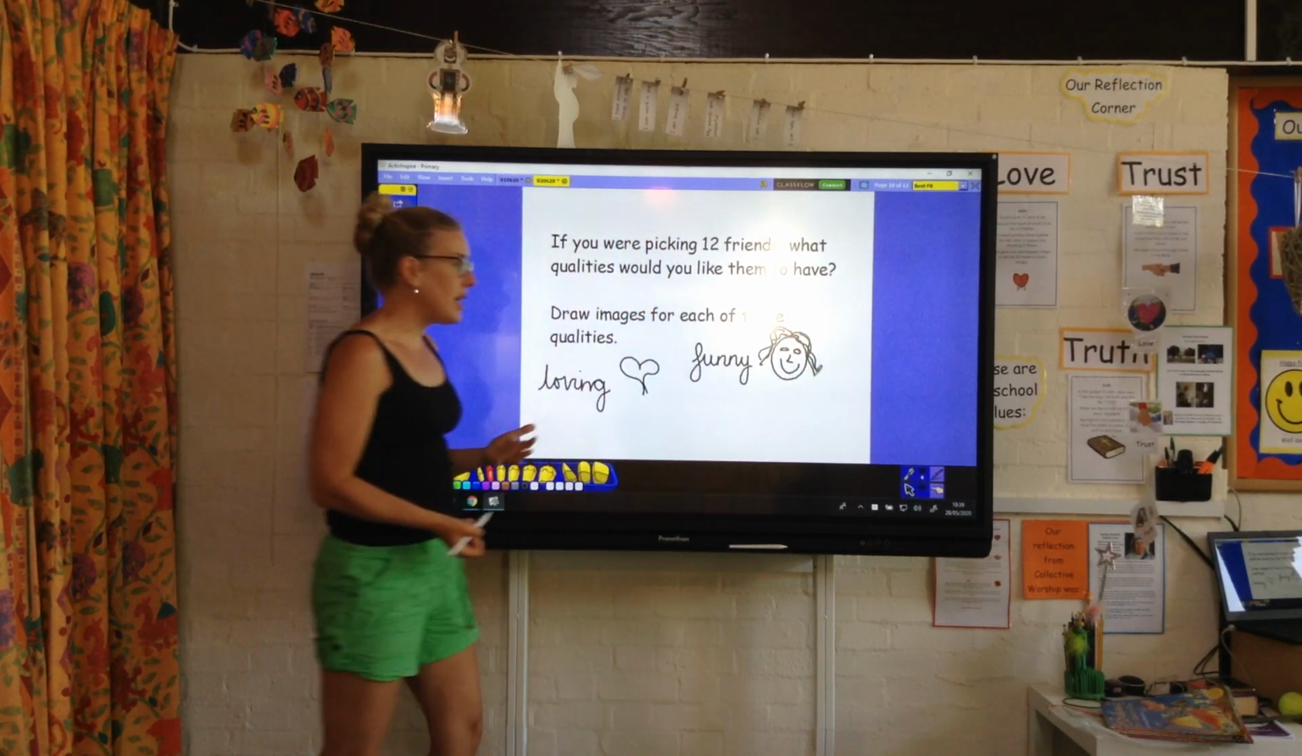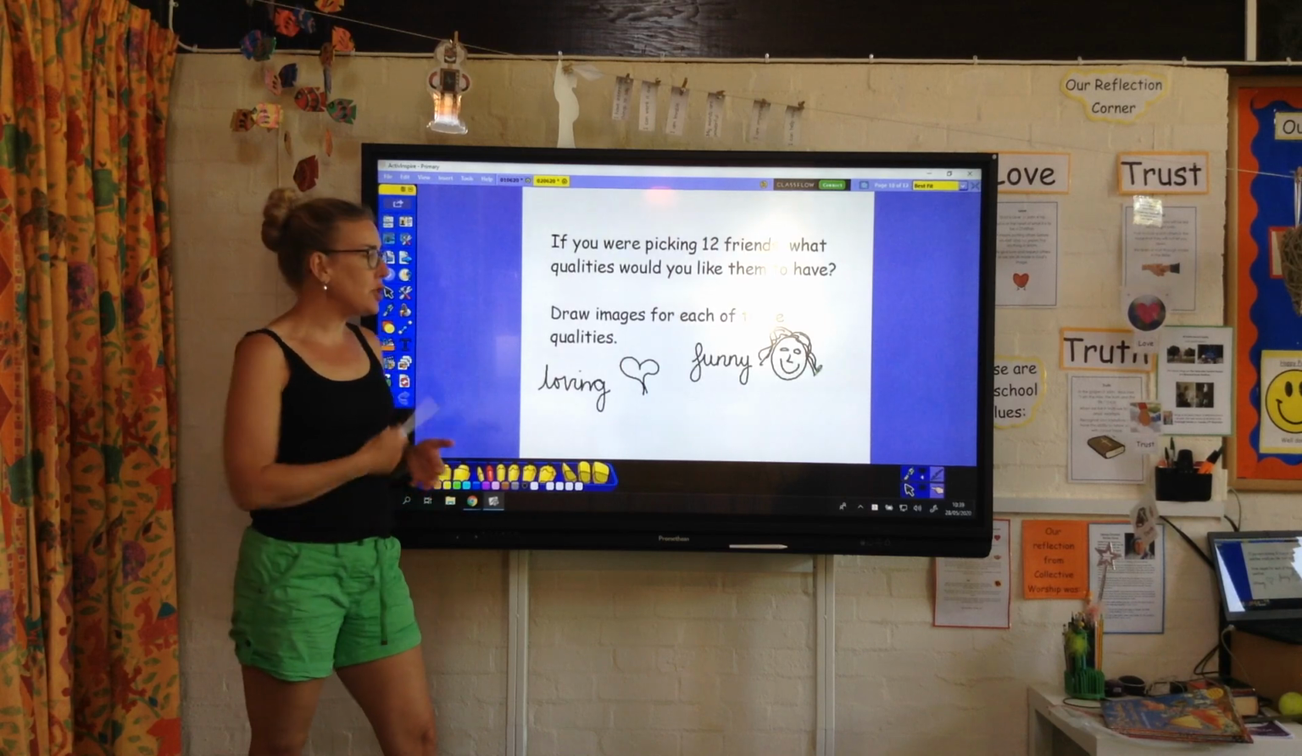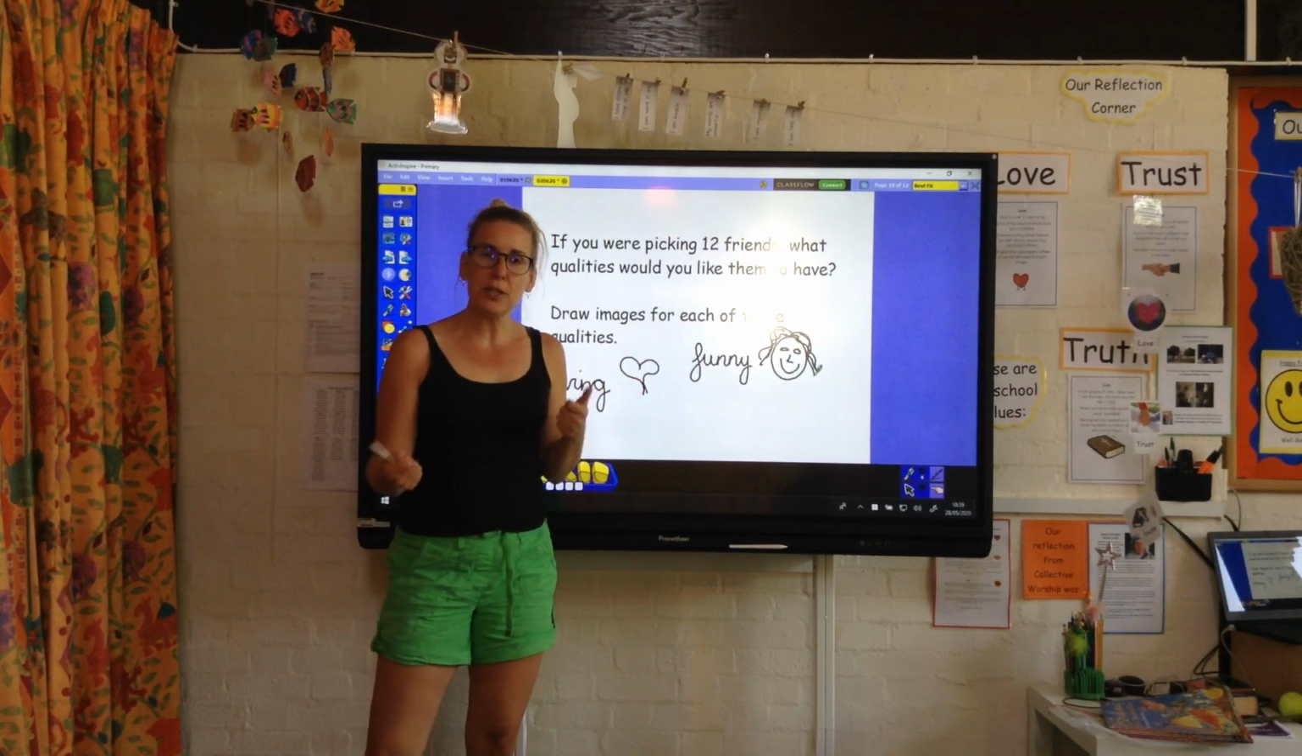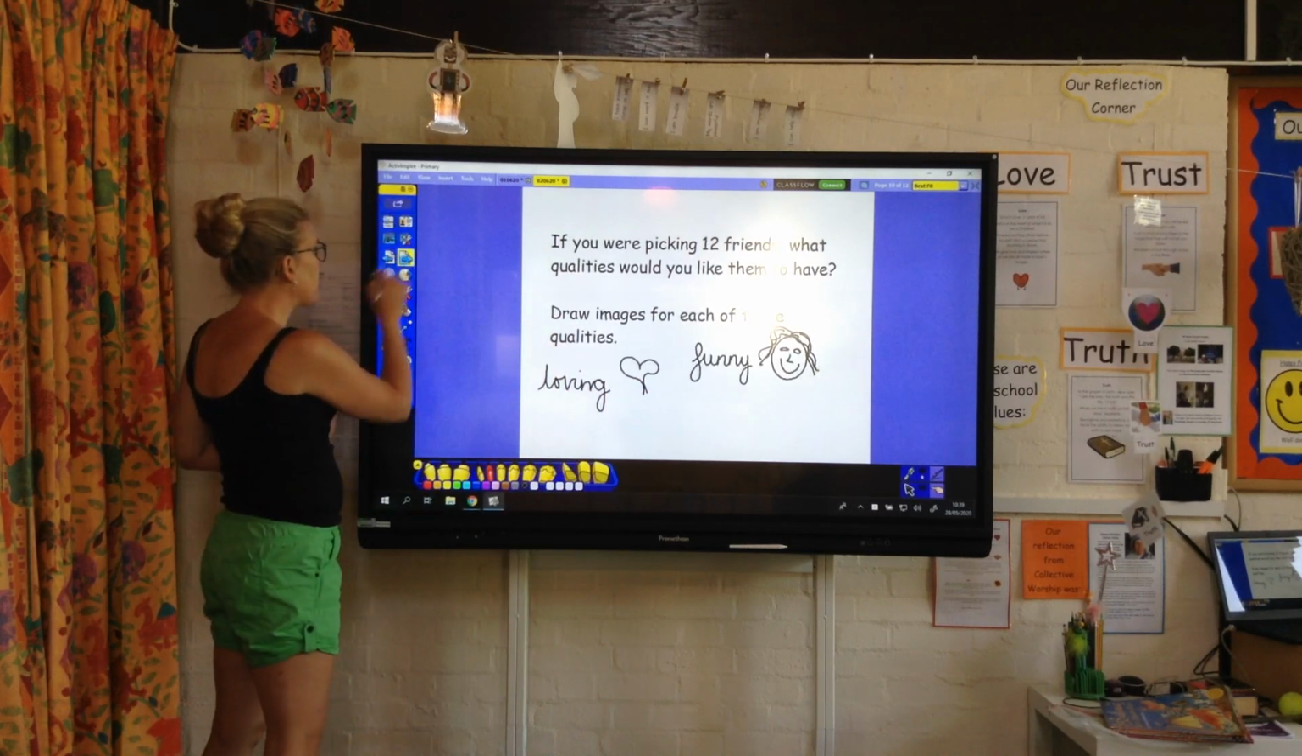So have a think, pick 12 qualities that you'd like your friends to have, write them out, and then draw a little image by the side so we can see what you're thinking about.